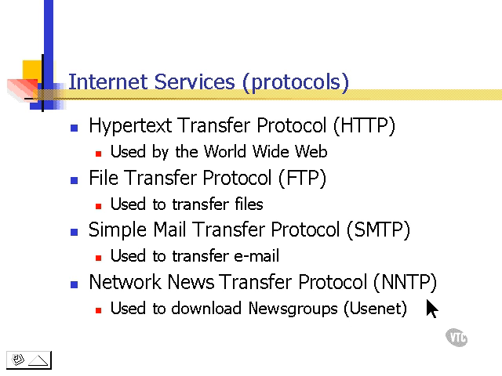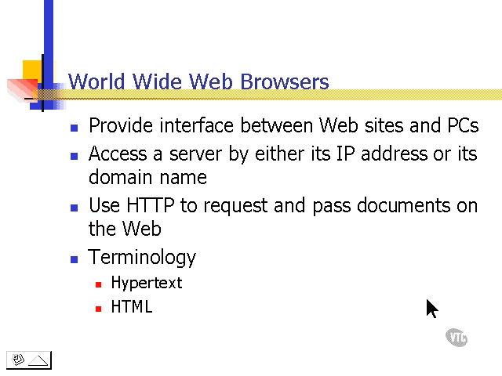Let's focus on the most common protocols, HTTP and FTP. HTTP is used on World Wide Web browsers, most of the time just called browsers, and it provides an interface between websites and PCs. Browsers can access a server by either its IP address or its domain name. Browsers use HTTP to request and to pass documents on the web.